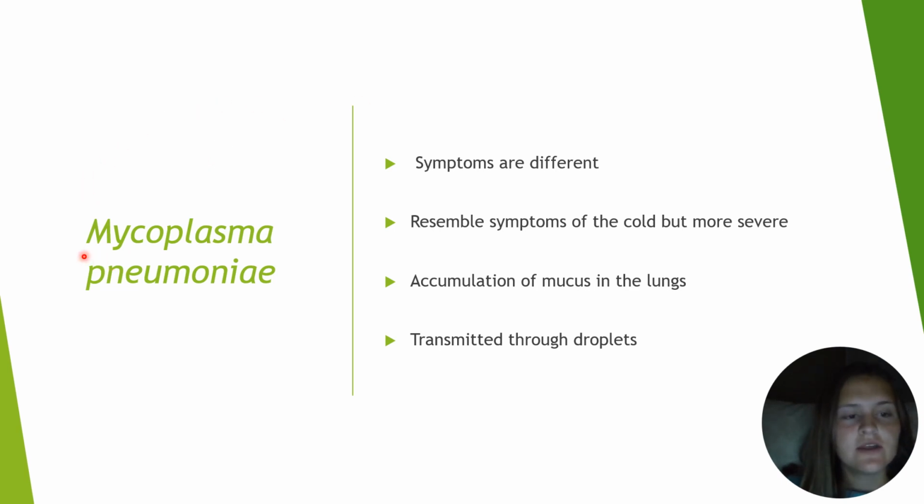Okay, so the next one is Mycoplasma pneumonia. These symptoms are different. They resemble symptoms of the cold, but usually more severe. This is the accumulation of mucus in the lungs, and it is transmitted through droplets. All of these are strains of pneumonia, but they affect people differently, and they have different treatments and different pathophysiologies. This one is extremely dangerous because of the accumulation of mucus in the lungs. You can have lung collapse or anything of that sort, so you have to be careful with that.